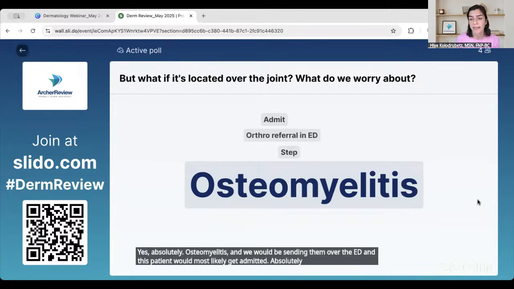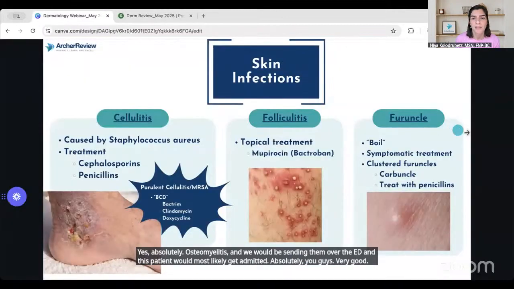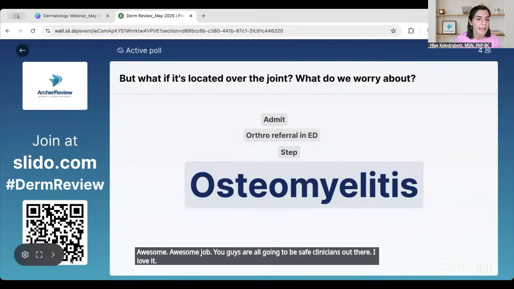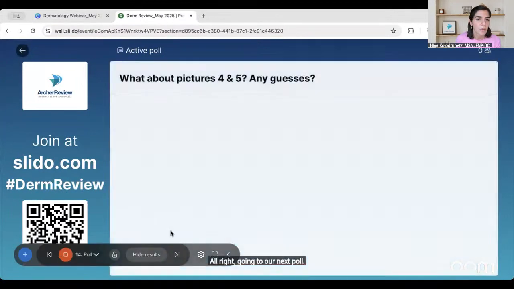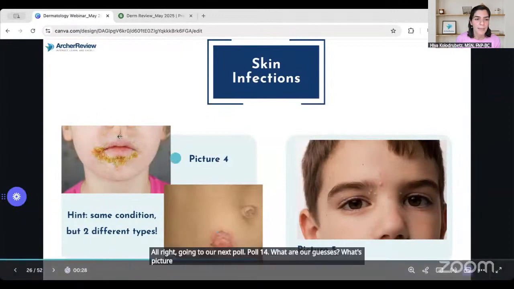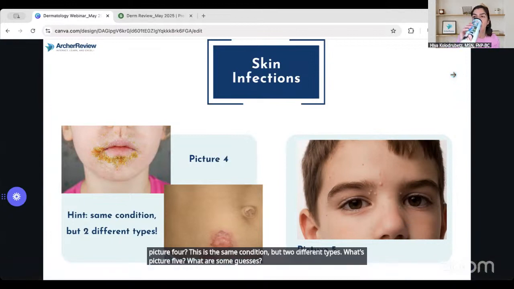Absolutely, you guys. Very good. Awesome, awesome job. You guys are all going to be safe clinicians out there. I love it. All right, going to our next poll. Poll 14. What are our guesses? What's picture 4? This is the same condition, but 2 different types. What's picture 5? What are some guesses? What do we think?